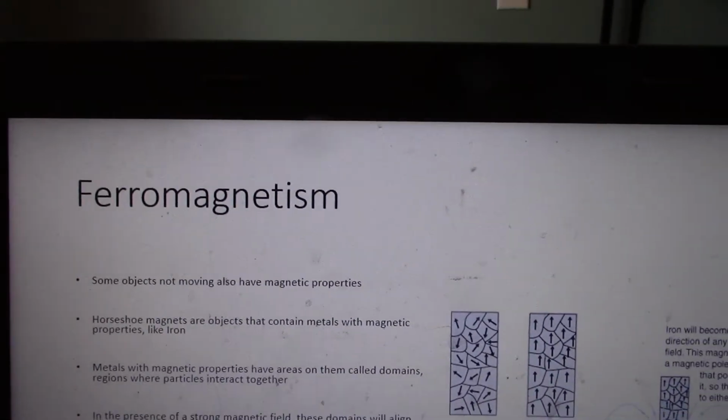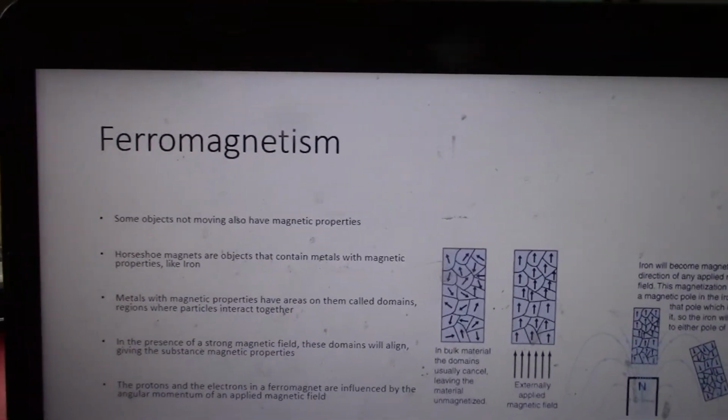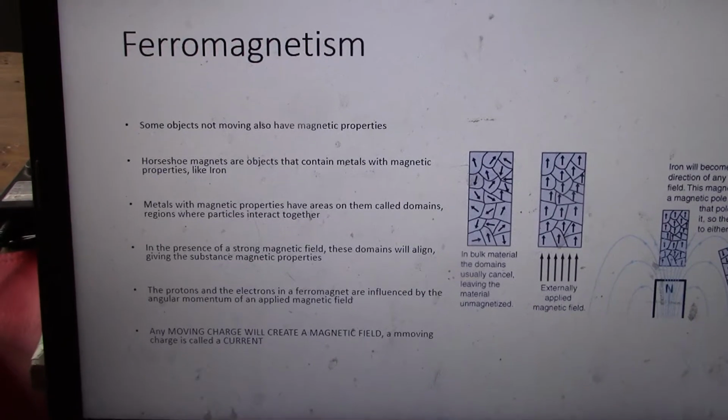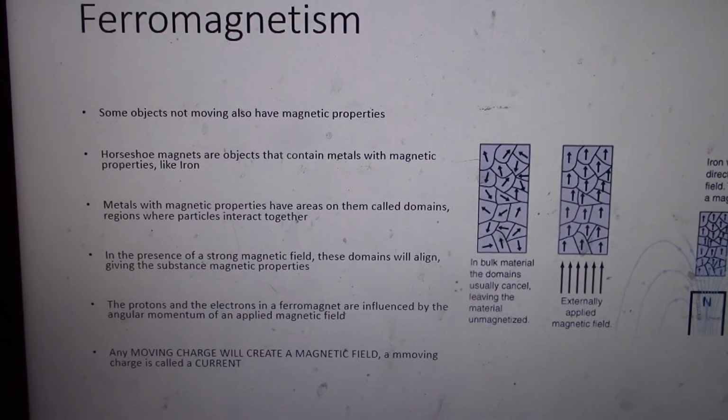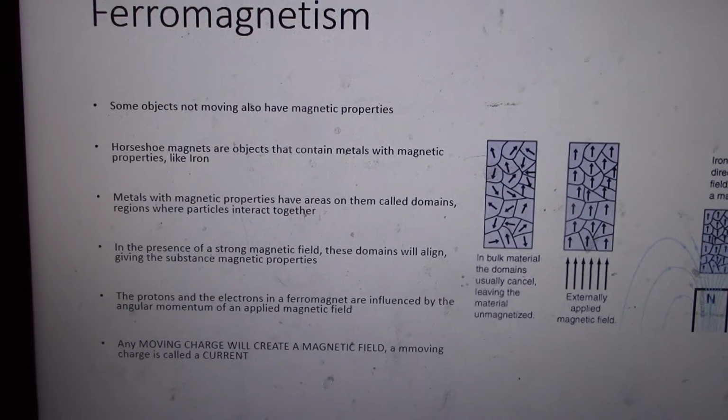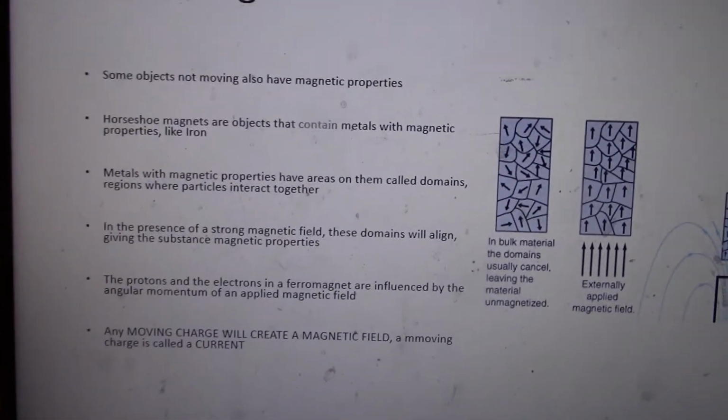So this is ferromagnetism, right? Ferro, iron. Iron is a very good ferromagnet. Some objects that are not moving also have magnetic properties.